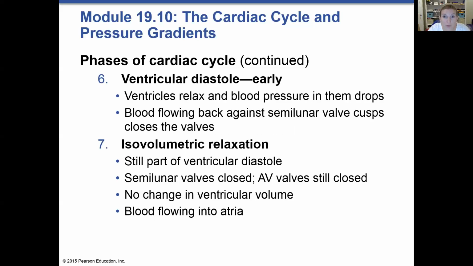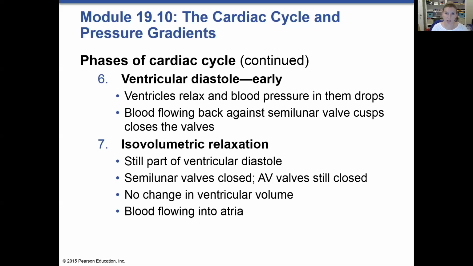So then the ventricles relax. During early ventricular diastole, they relax, the blood pressure in them drops, and there's some blood that flows back against the semilunar valve. So imagine a volcano erupting, but not all of that lava making it out of the actual volcanic hole, the crater, right? Some of it's going to flow back down. It's exactly what happens with the first phase of ventricular diastole. After that ejection, the blood pressure decreases and some of that blood trickles back down the pulmonary and aortic vessels, closing those semilunar valves.